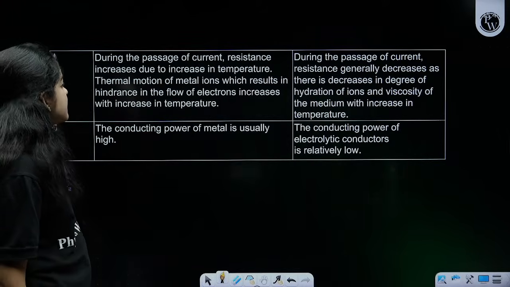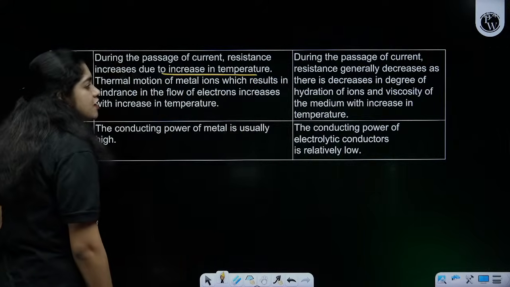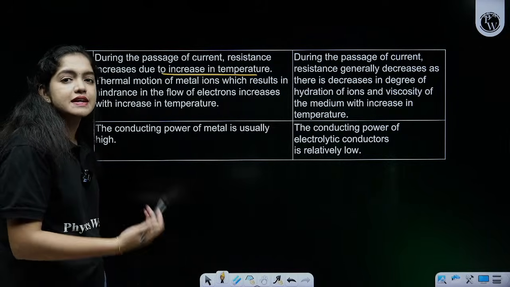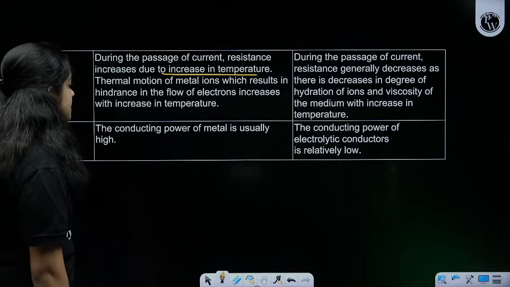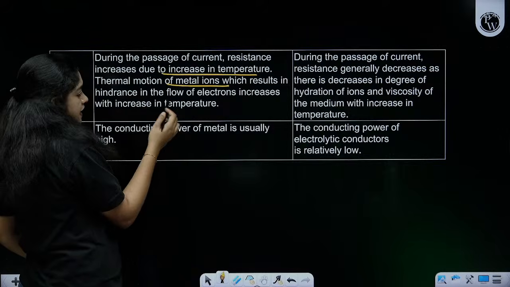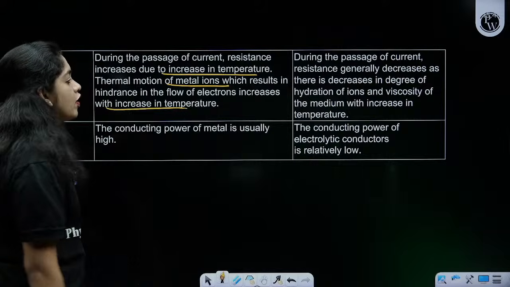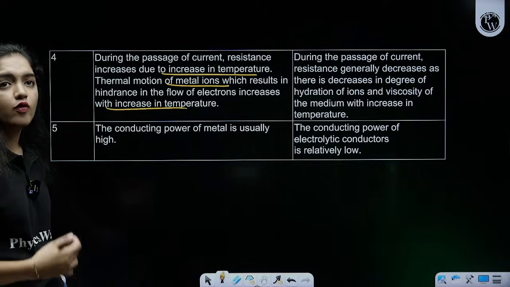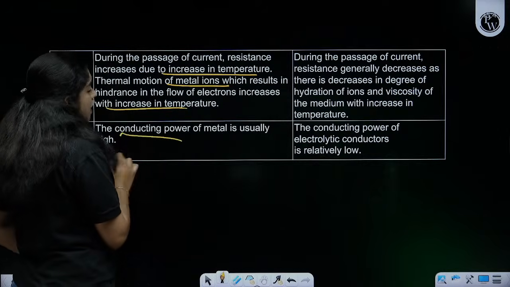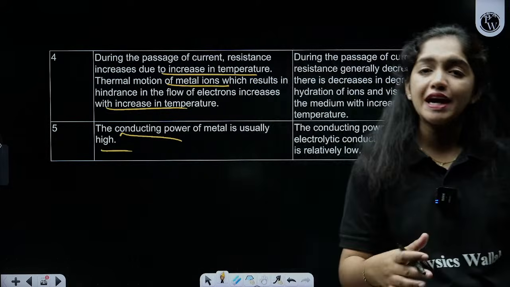Then, during the passage of current, resistance increases due to the increase in temperature. In the case of metallic conductor, what happens? The resistance increases when temperature increases. The thermal motion of metal ions, which results in the hindrance of flow of electrons, increases with increase in the temperature, and the conducting power of metals is very high, that we know, right? The metals have the high ability to conduct electricity. Metals are good conductors of electricity.